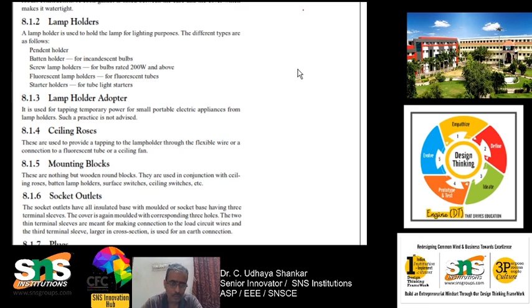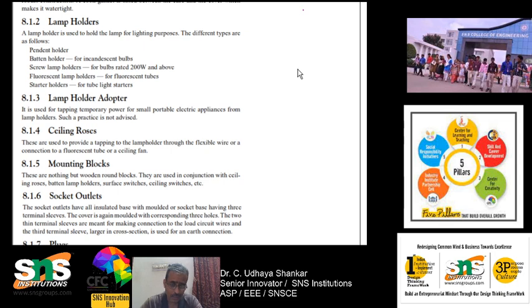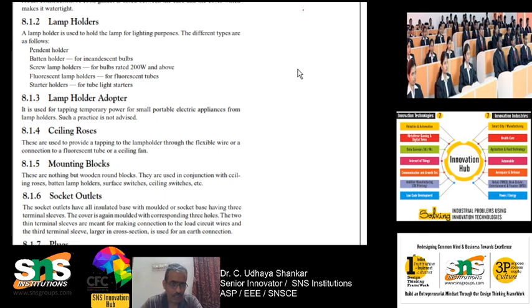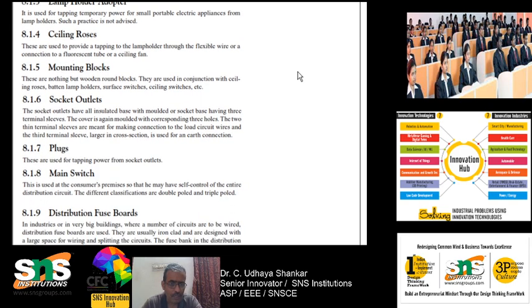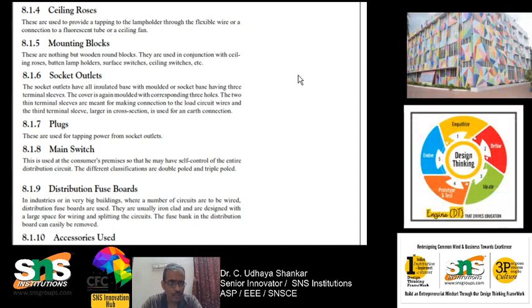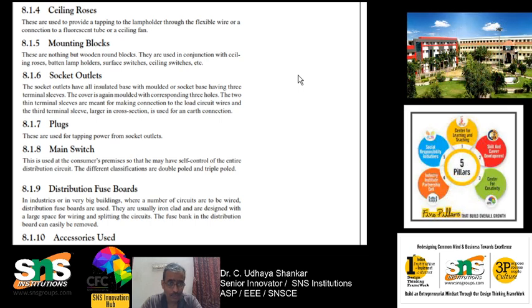So what do you mean by lamp holders? A lamp holder is nothing but something used to hold the lamp for lighting purposes. There are different types of lamp holders, like pendant holder, batten holder, screw lamp holders, fluorescent lamp holders and starter holders. So these are the different types. Let's go into the lamp holder adapter. It is used for tapping temporary power for small portable electrical appliances from lamp holders. Such practice is not advised actually.